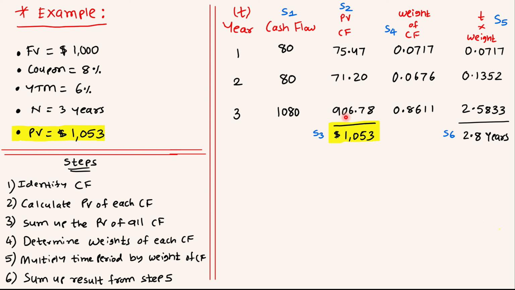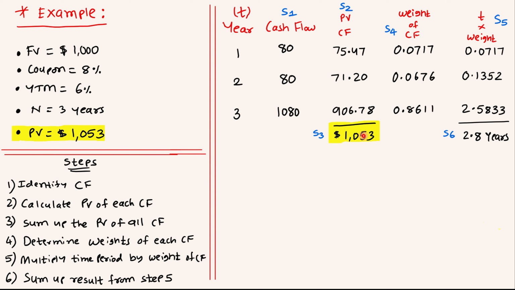As said earlier, 906.78. Step number 3, sum up the present value of all the cash flows. We just add up all those present values. It should equal the price that we initially paid for this bond. That's the value as of today for all those future payments you're going to receive.